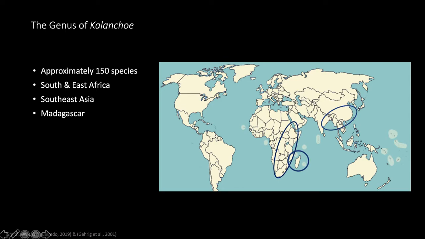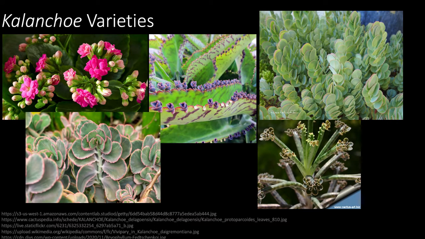The genus of Kalanchoe consists of approximately 150 species and is found mainly throughout South and East Africa, Southeast Asia, and Madagascar. With the genus as part of one of the most diverse groups of plant families known as the stonecrop family, or Crassulaceae, diversity within the genus itself is no exception.